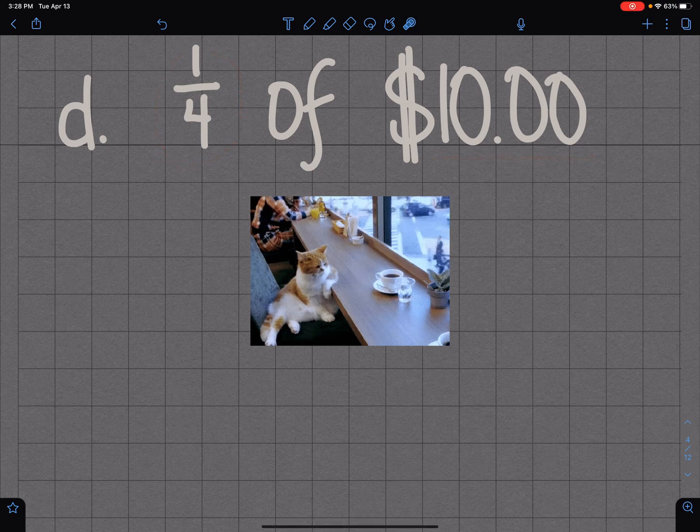You're basically going to divide that by 4. What is 1/4 of $10? Do you know what 1/4 of $1 is? Well, there's 4 quarters in every dollar, so 1/4 of $1 is 25 cents. So what's 1/4 of $10?